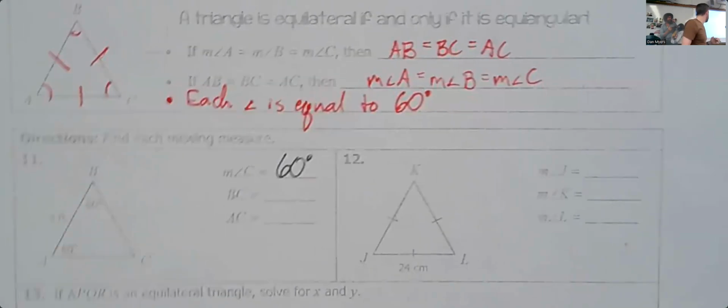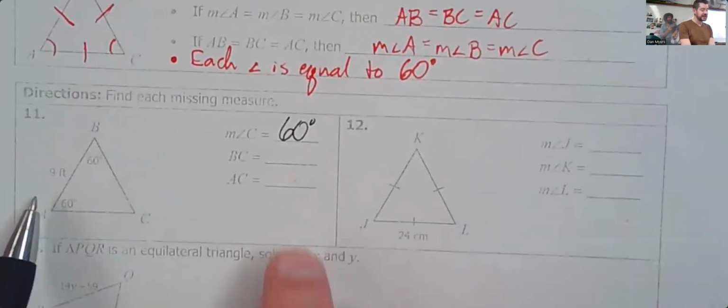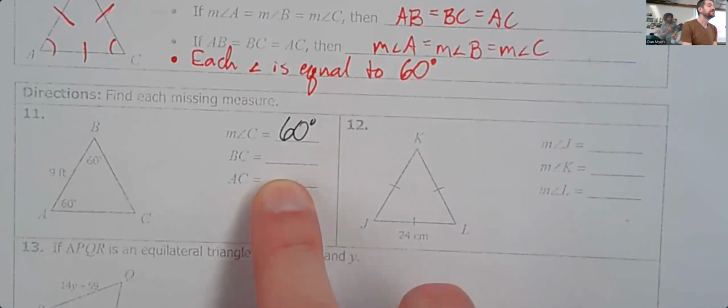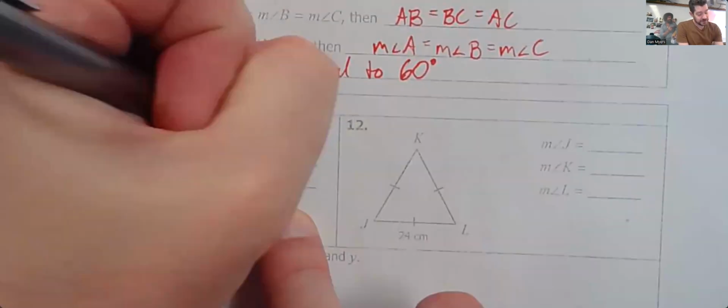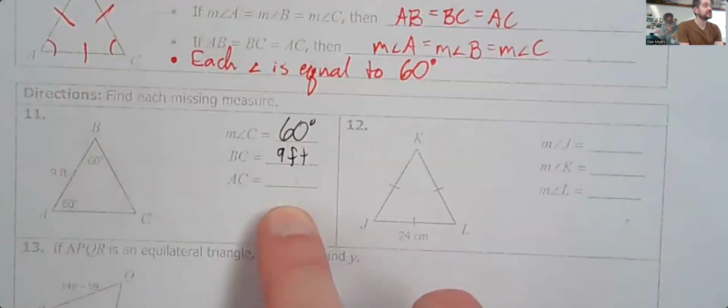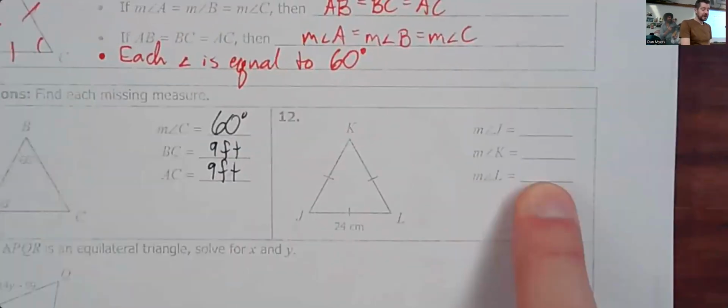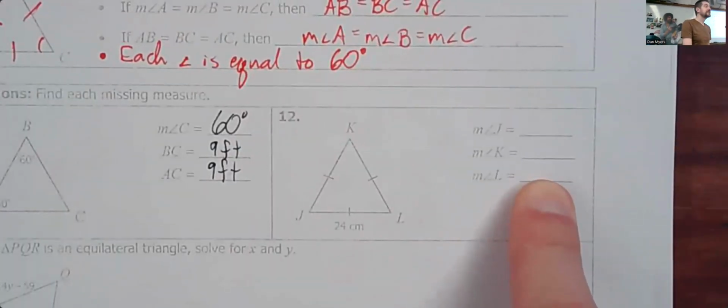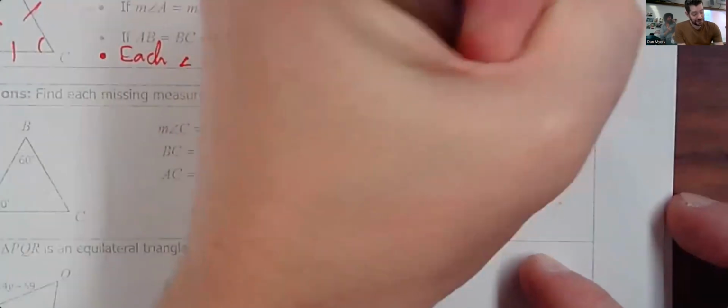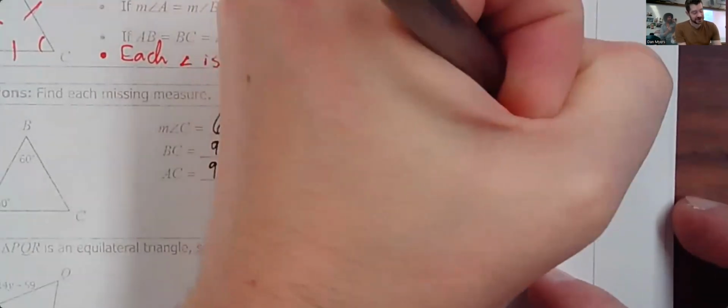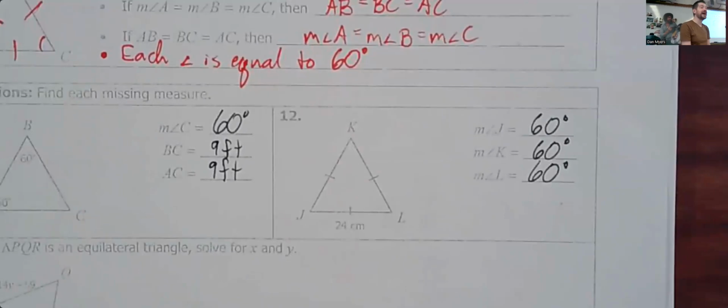All the sides are the same. So if AB is 9 feet, what's the length of BC? 9 feet. What's the length of AC? 9 feet. All the sides are the same. All the angles are the same. Number 12. What's the measure of each angle? 60. Yeah. All three of them are 60 degrees because it's equilateral. There's no getting around that.